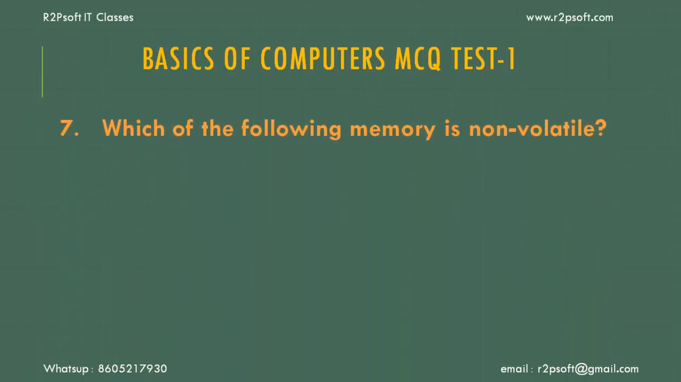Seventh, which of the following memory is non-volatile? A. SRAM, B. DRAM, C. ROM, D. All of the above, E. None of these. Answer is C. ROM, read only memory.